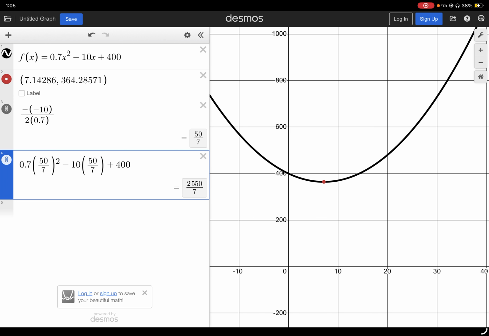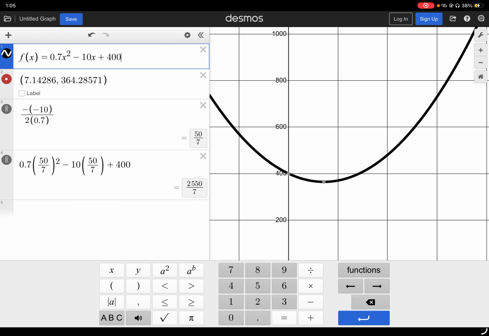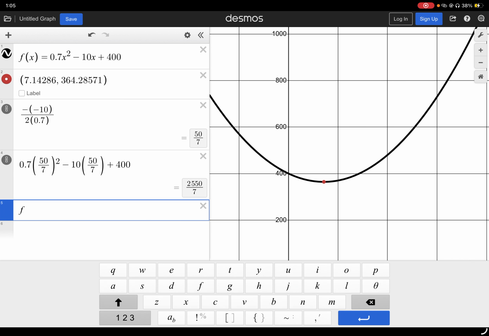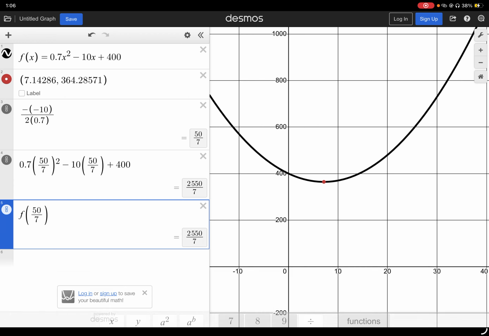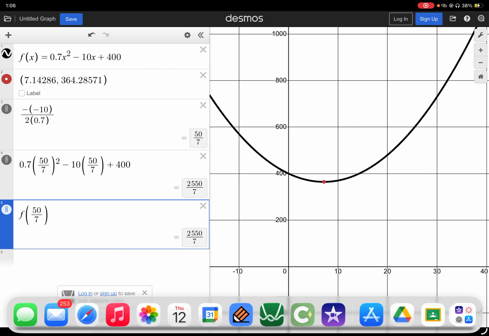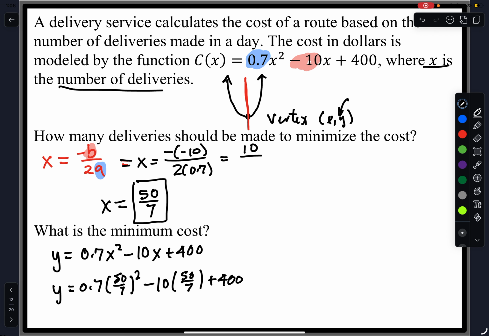2550 over 7. Now, instead of doing this, because I labeled this function already as f of x, I could have just done f of 50 divided by 7, with the parentheses, instead of doing it manually. I get the exact same value, 2550 over 7. So it's up to you how you want to do it, whether you manually plug it in or do what I did on this entry line number 5. So there is your answer.